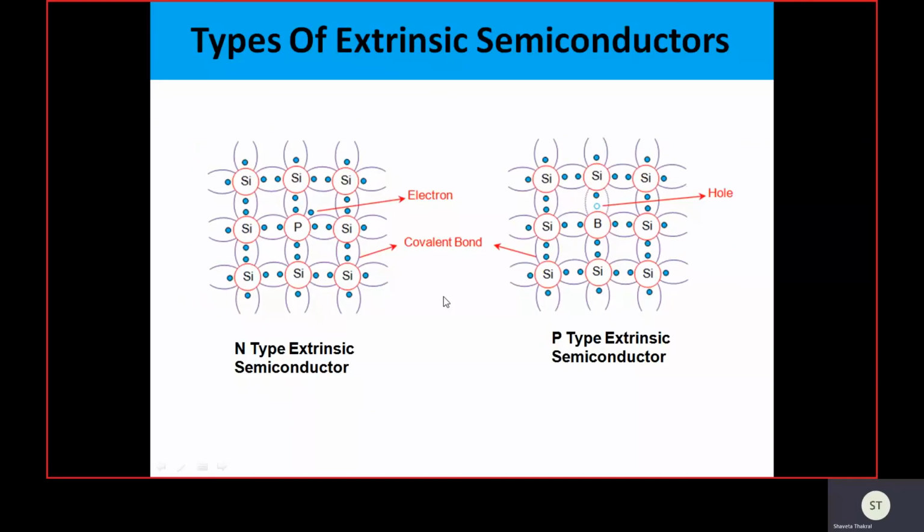Here we have shown the n-type extrinsic semiconductor, where pure silicon is doped with phosphorus atoms, and in the case of p-type extrinsic semiconductor, pure silicon is doped with boron type of impurity. In the n-type extrinsic semiconductor, excess electrons are there, and in the p-type extrinsic semiconductor, there is a deficiency of electrons, which is represented as a hole.